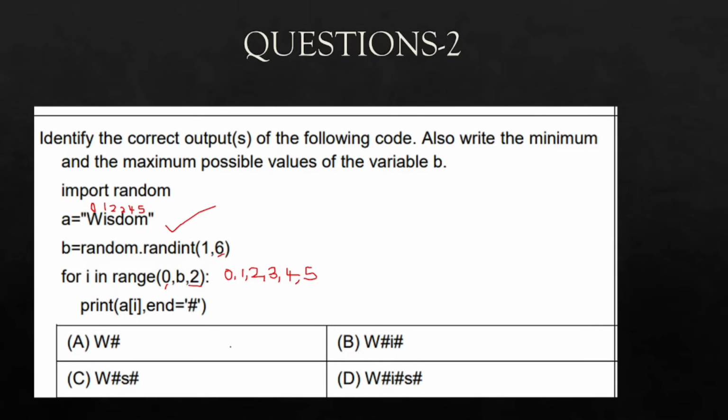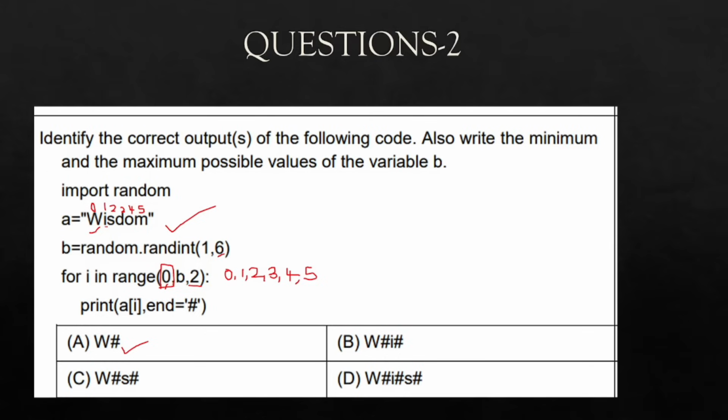So what is a possible output you will get? First one is W#. So always the first character it will be considering. So W# is possible, right? And what is the next one? After that till 5 it will be there, right? Then the next one is what? W#, I#. I is the second one.